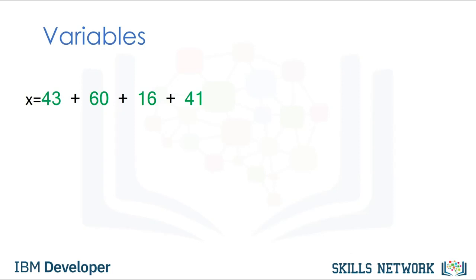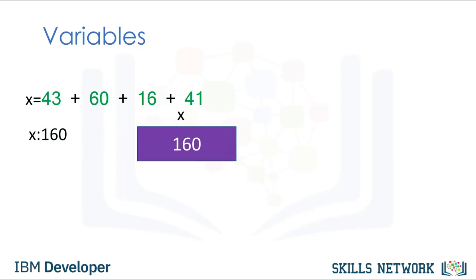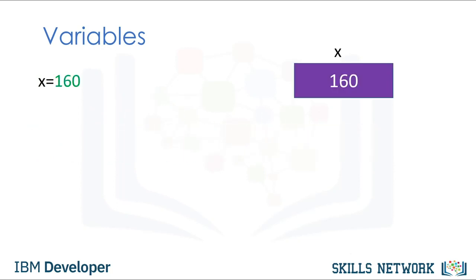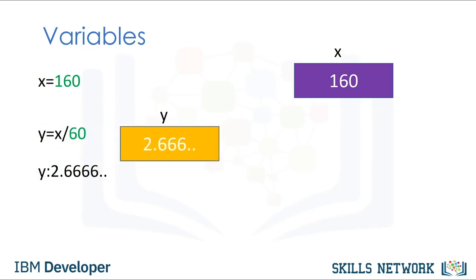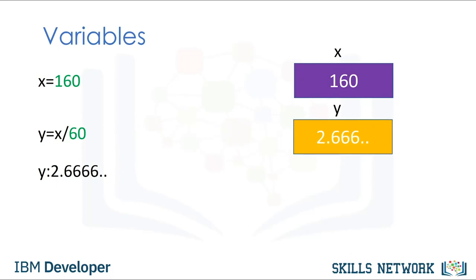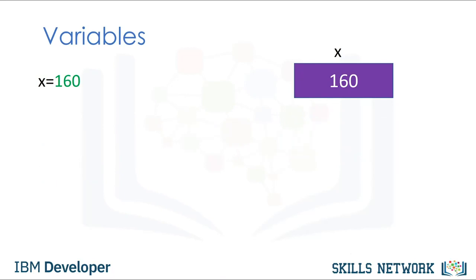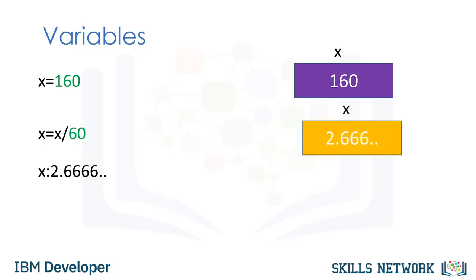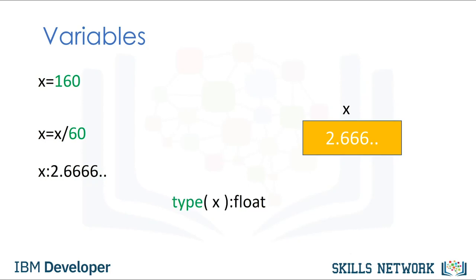We can store the results of expressions. For example, we add several values and assign the result to x. x now stores the result. We can also perform operations on x and save the result to a new variable y. y now has a value of 2.666. We could also perform operations on x and assign the value to x. The variable x now has a value of 2.666. As before, the old value of x is not important. We can use the type command on variables as well.